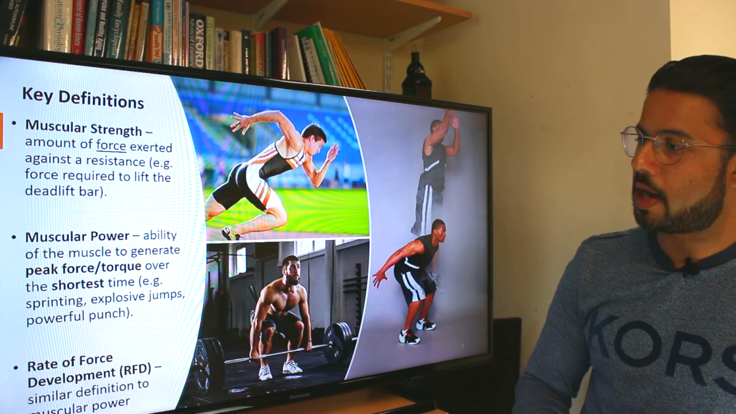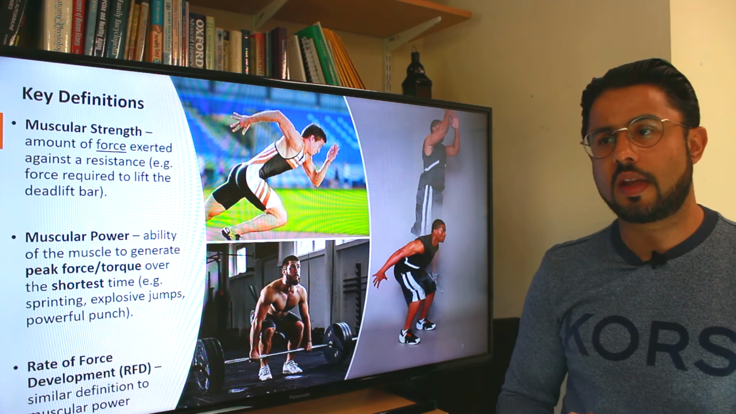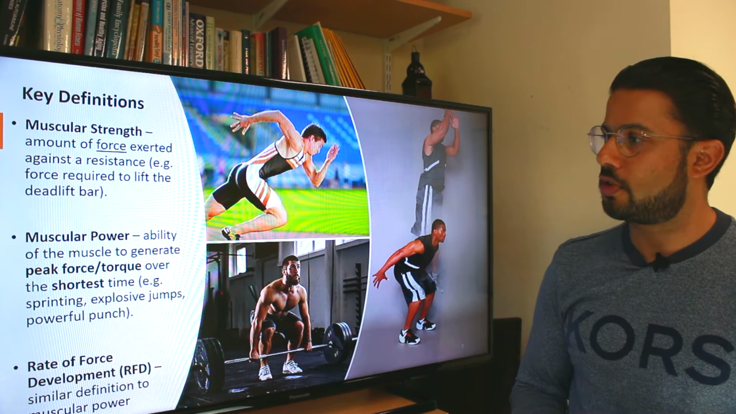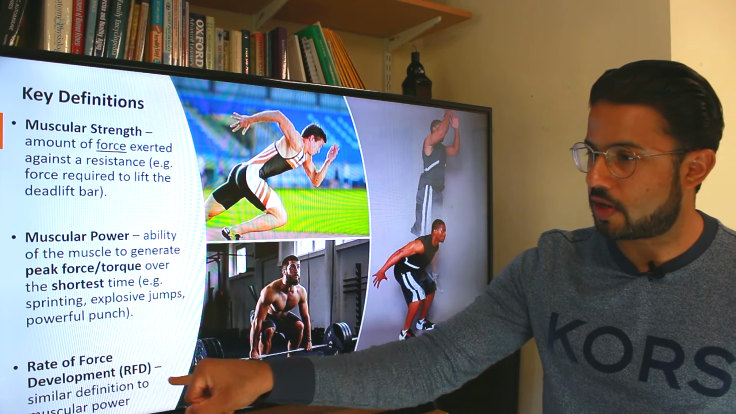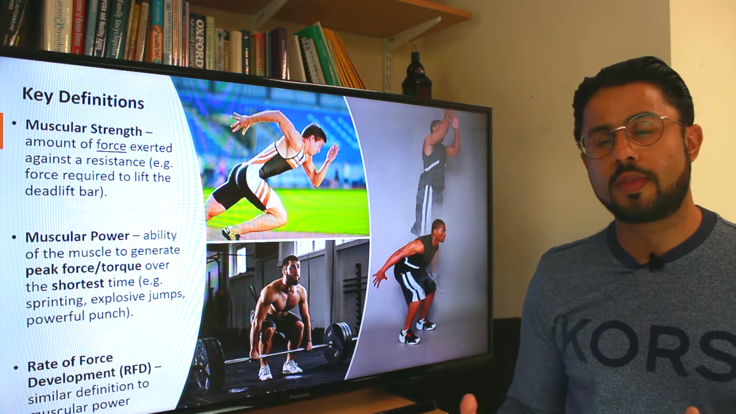So that's muscular power. The rate of force development is related and has a very similar definition to muscular power. Basically it's looking at how quickly, over a second or a millisecond, a muscle can develop its peak force. This is something that is often described in training studies, so it might be a variable that they look at in an experimental study to see if different exercises or strength training approaches can influence the power or rate of force development.